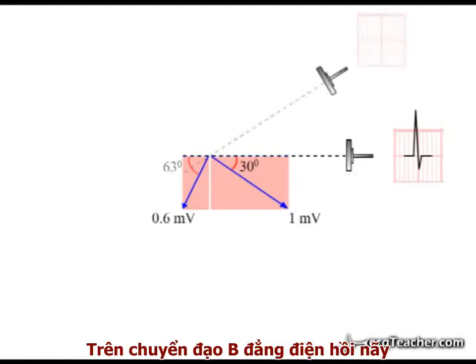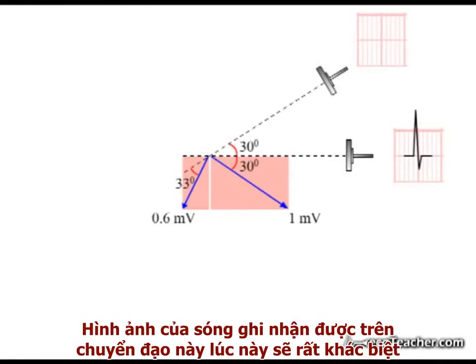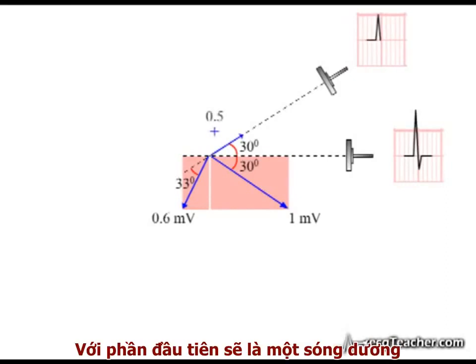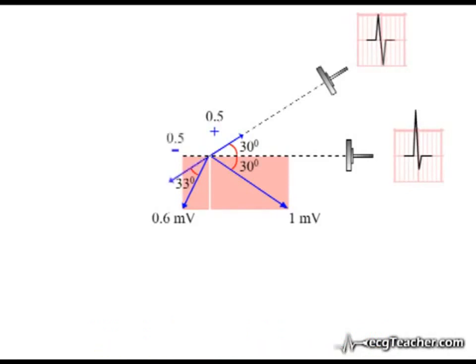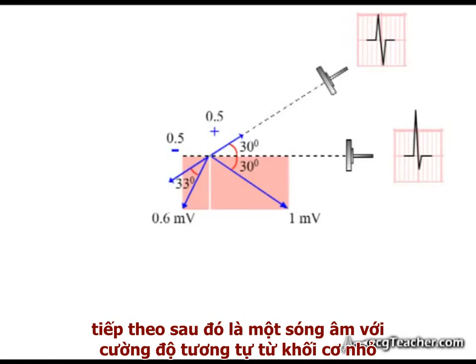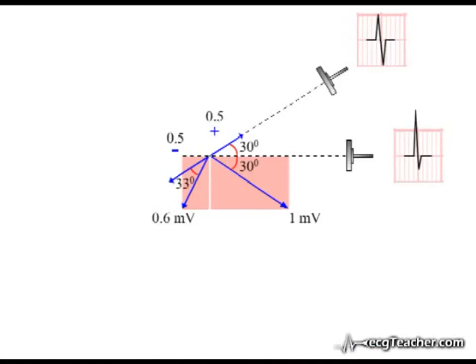In the lead said to be isoelectric in the first situation we analyzed, the morphology of the model readout is now very different, with an initial positive deflection of 5 small squares generated from the larger section, followed by a negative deflection of the same magnitude.